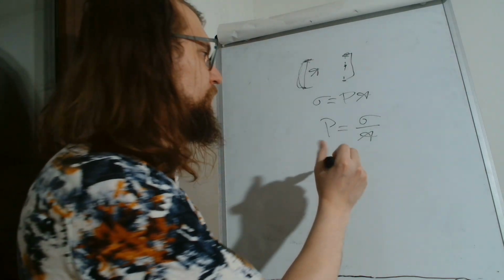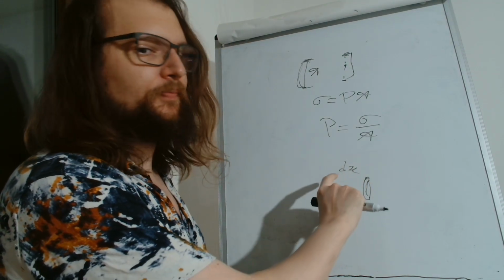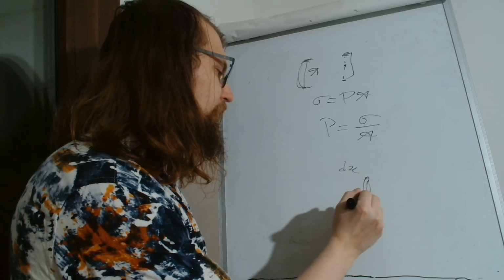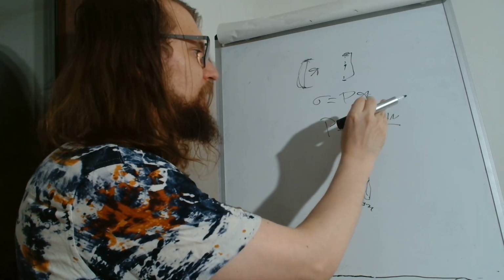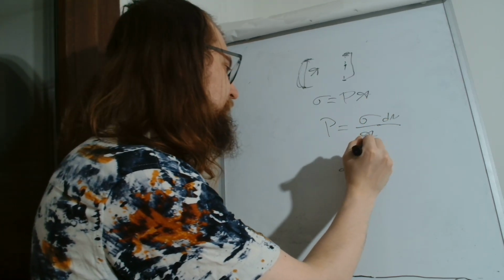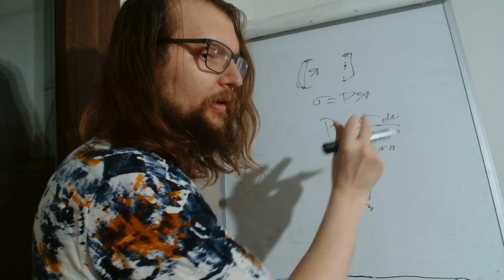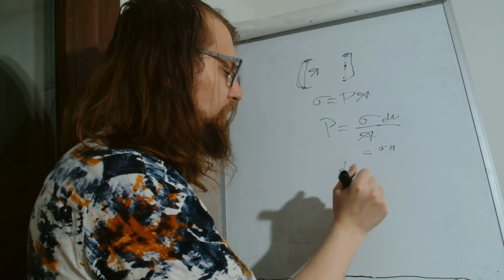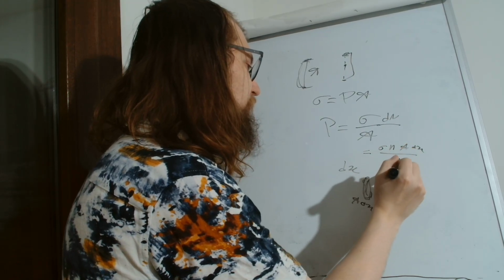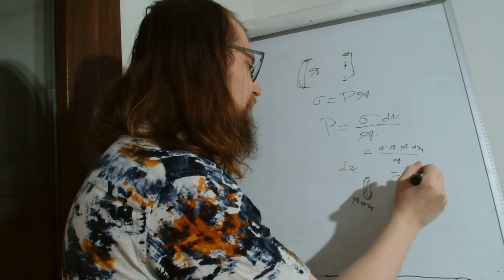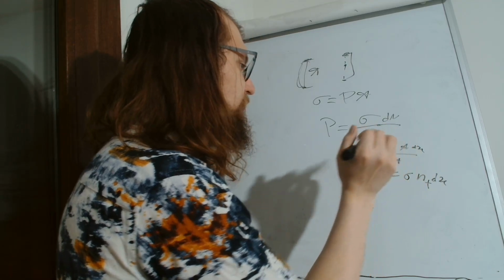If this beam travels a distance dx of air, and in this volume of air, A times dx, there are dn particles, then the probability of interaction is sigma times dn divided by A, which is sigma times n divided by the volume A dx. So the probability of interaction is sigma n dx, where n is the number density of the target.